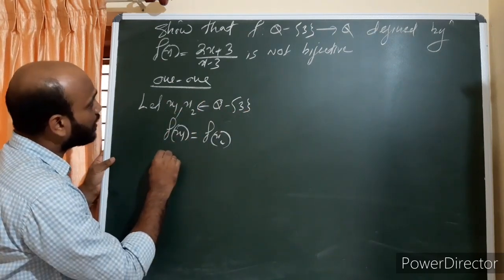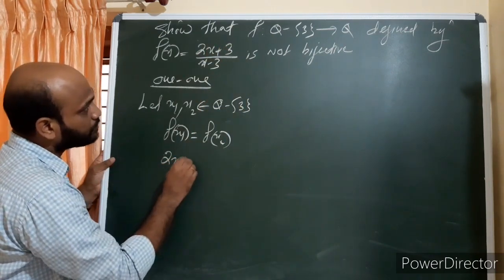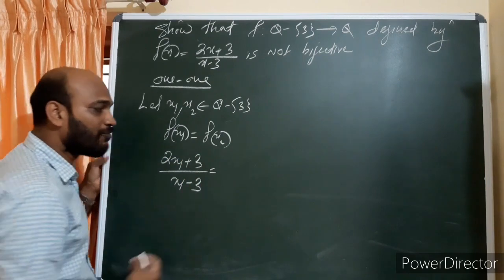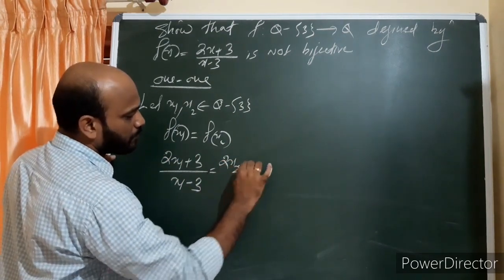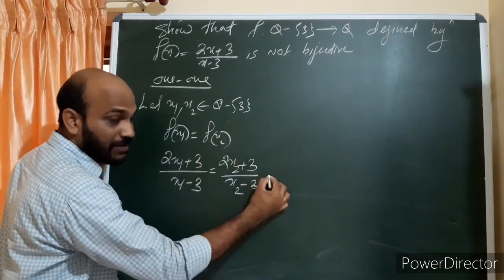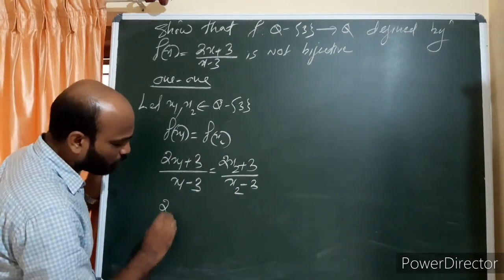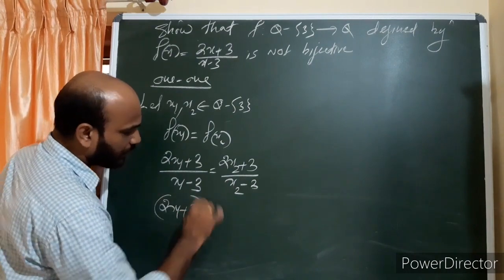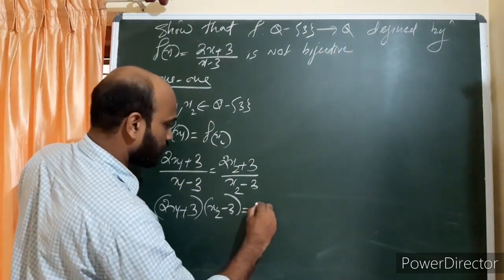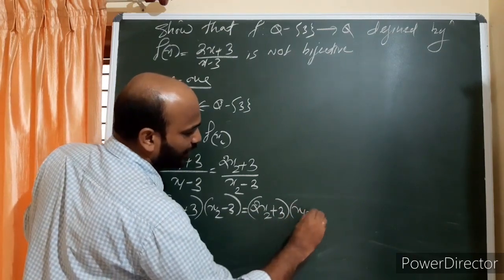So f of x equals (2x plus 3) by (x minus 3). So f of x1 will be (2x1 plus 3) by (x1 minus 3), and f of x2 will be (2x2 plus 3) by (x2 minus 3). Now we cannot cancel 3 from the right hand side. So that is the wrong method. So you have to cross multiply. So (2x1 plus 3) into (x2 minus 3) is equal to (2x2 plus 3) into (x1 minus 3).